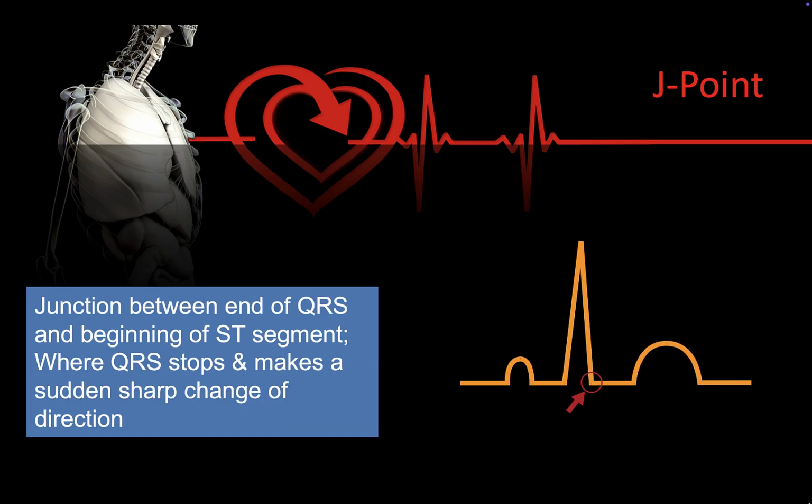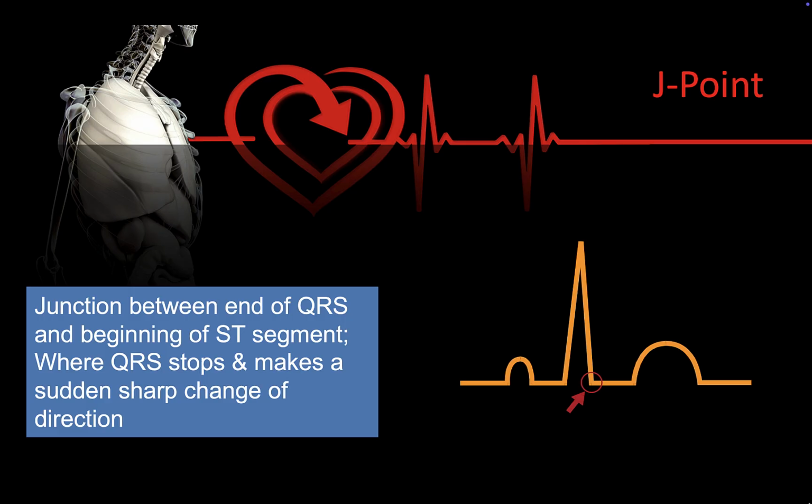The J point is important because in order to determine where the ST segment is, we have to determine where it starts. The ST segment starts at the J point, which is where we believe the QRS complex ends and the ST segment begins.